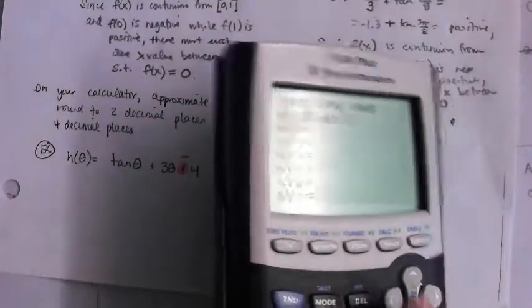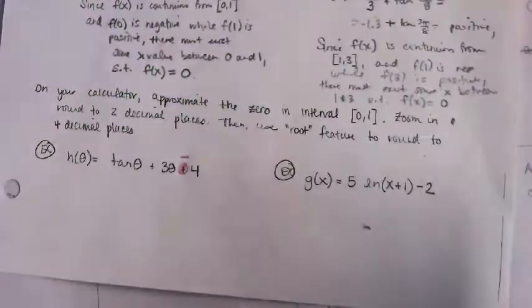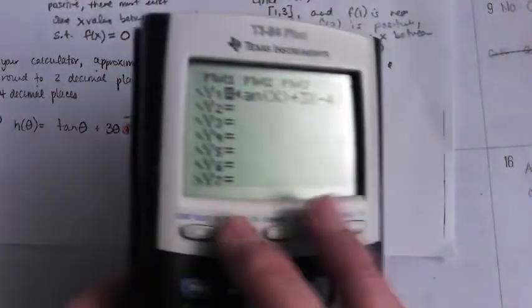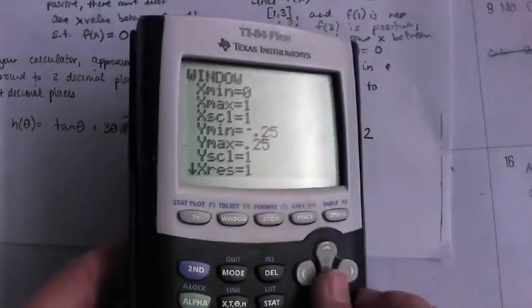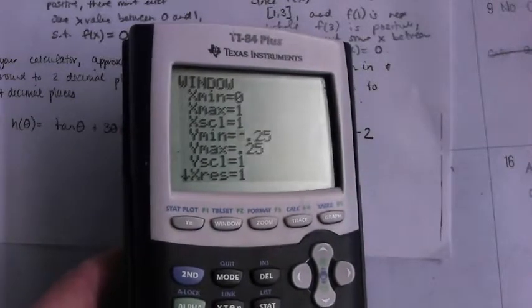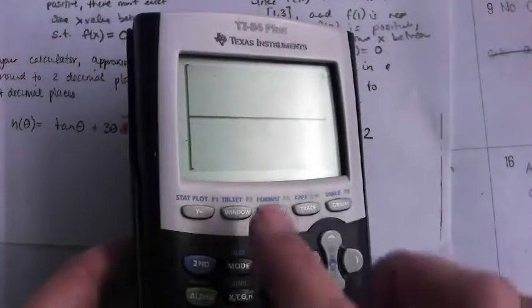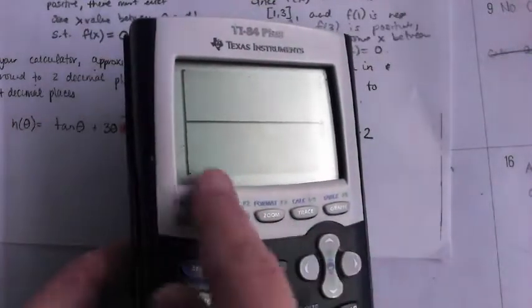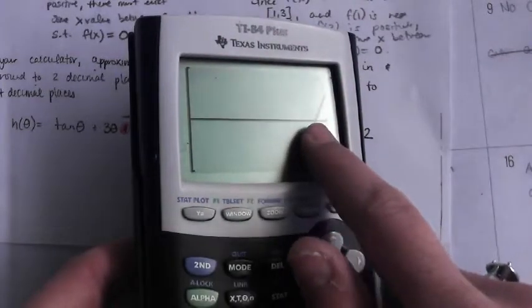So on this first one, you can do it or you can just watch me. Make sure you're in radians, tan of x plus 3x minus 4. And it wants us to show that there's a 0 on the interval from 0 to 1. So as far as my window is concerned, I can just go from 0 to 1. And then my y min and my y max, again, I can go from negative 1 to 1, and that should be enough to kind of show my root between 0 and 1. So it's way over here.